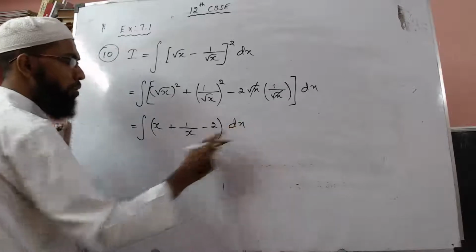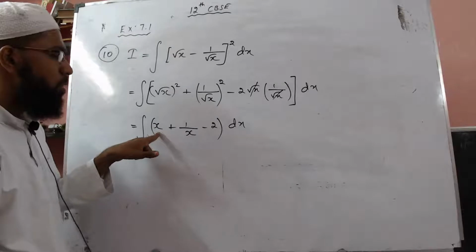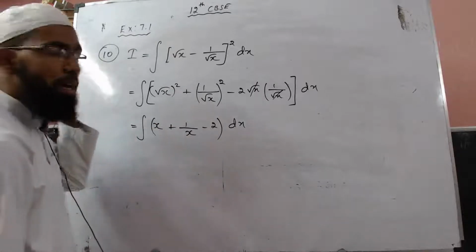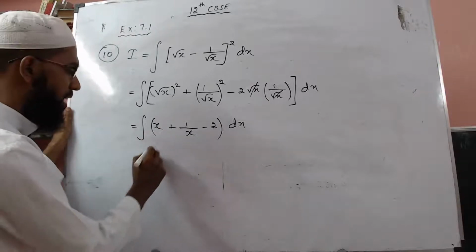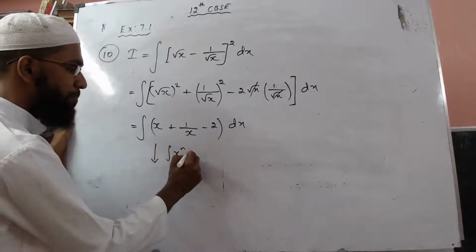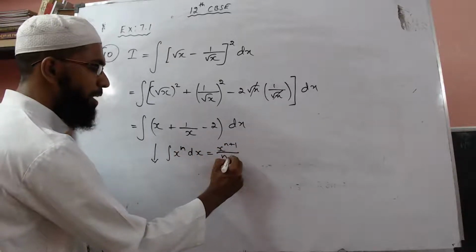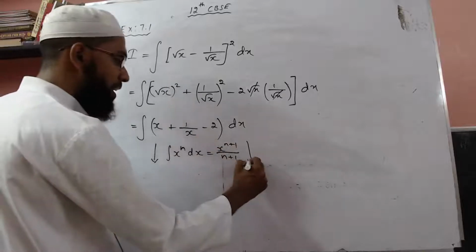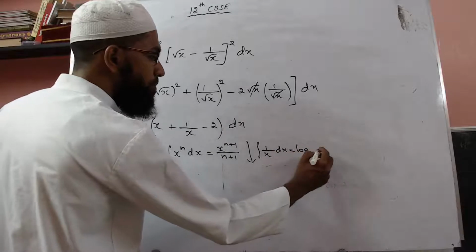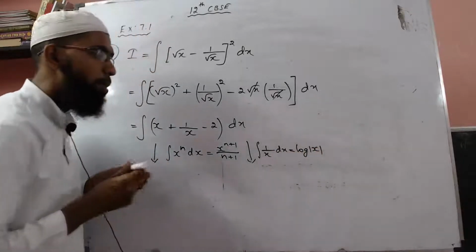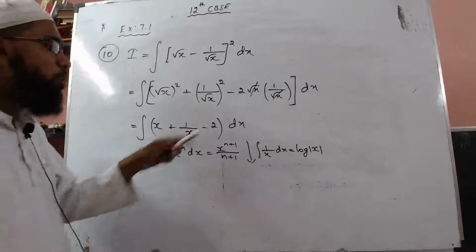So dx. Now we can split it, or simply integrate using the formulas. What is the integral of x power n? Just now we saw for the previous sum, it is x power n plus 1 by n plus 1. And what is the formula for the integral of 1 by x dx? It is log of mod x, right? And 2 is a constant.